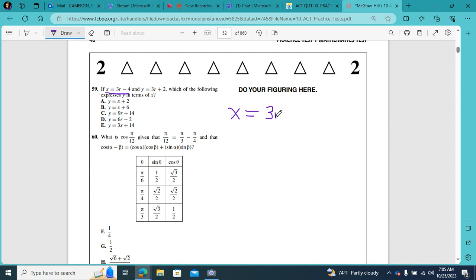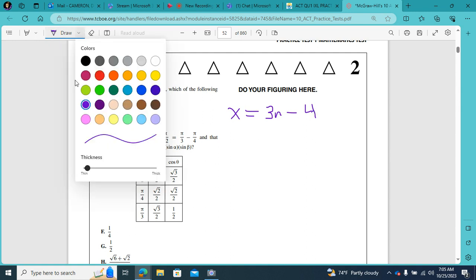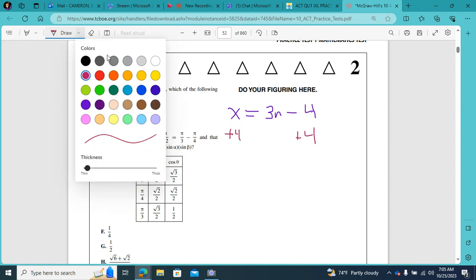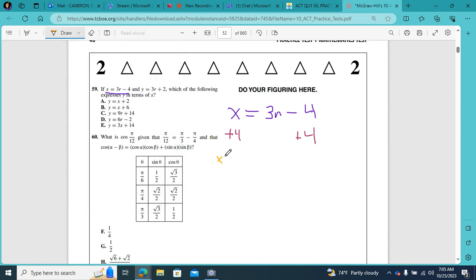3r minus 4, then to rewrite this, my next step is to add 4 on both sides of the equation. Which is going to give me x plus 4 equals 3r.